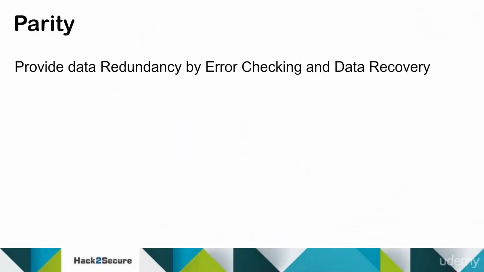Parity is a redundancy method that ensures data protection by checking errors, ensuring data integrity, and recovering data in a binary system. Calculation of the parity bit is done by the RAID controller.